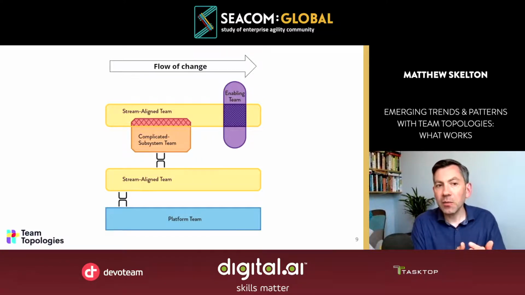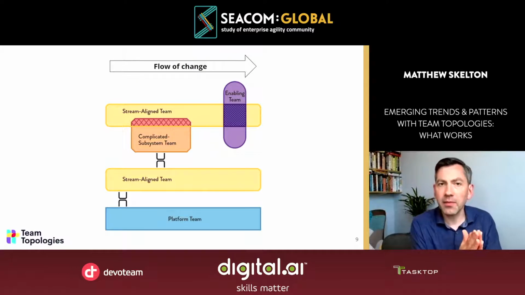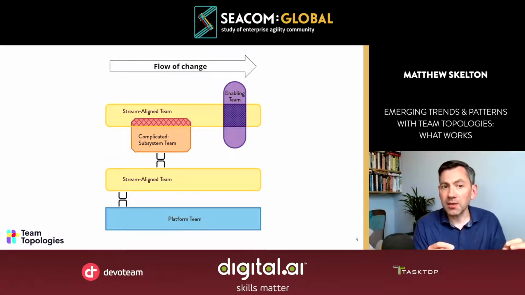Now, at the same time, we can see the complicated subsystem in orange is providing something as a service to the Streamlined team in the middle of the diagram. So that means that the nature of the interaction with the second Streamlined team is very different compared to collaboration. If you're providing something as a service, it should feel very friction-free, very straightforward to provide that as a service. And likewise, the Streamlined team should be able to consume that complicated subsystem component or service in a straightforward way.